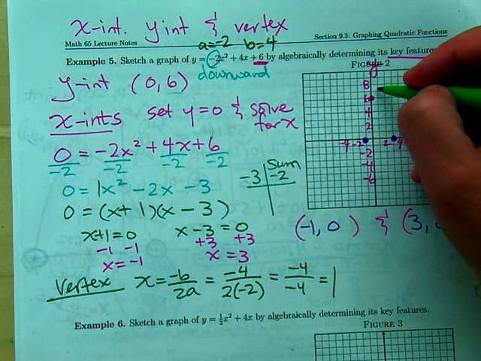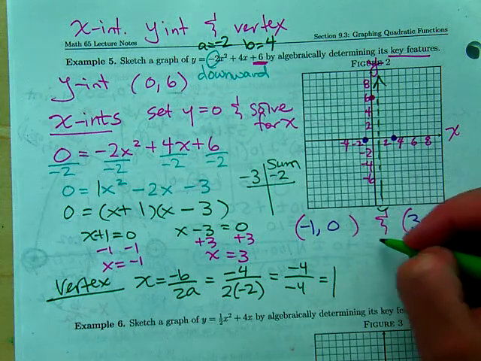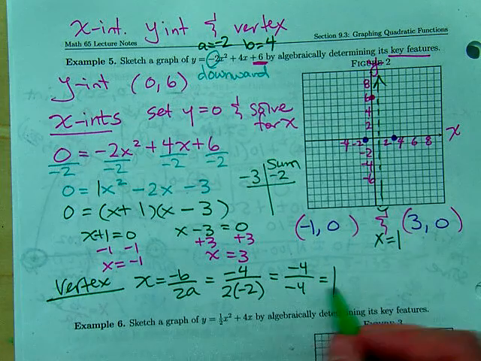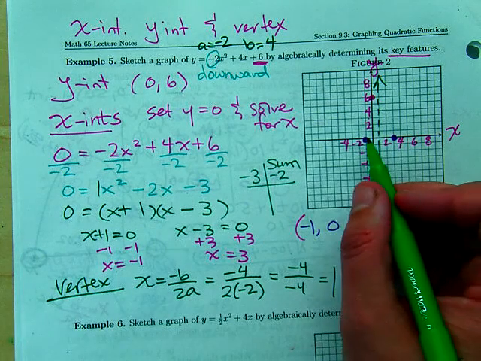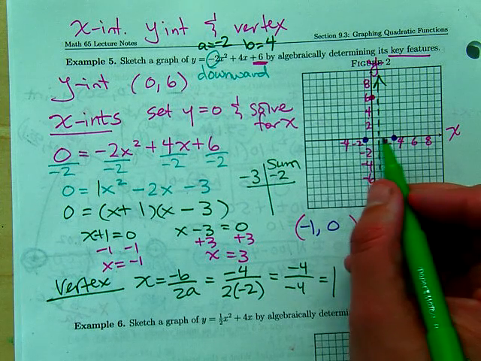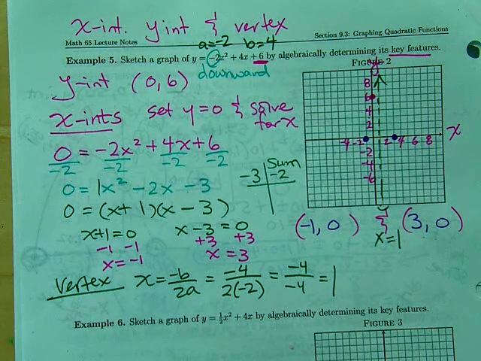Now what I want you to notice here, so this is the axis of symmetry. X equals 1 is the axis of symmetry. Notice how that axis of symmetry is halfway in between the two x-intercepts. That's because there's symmetry, right?